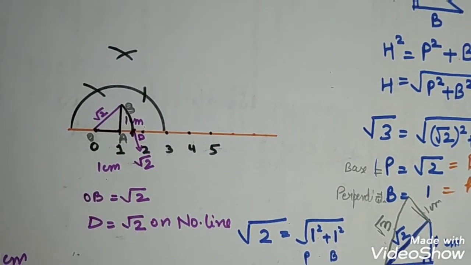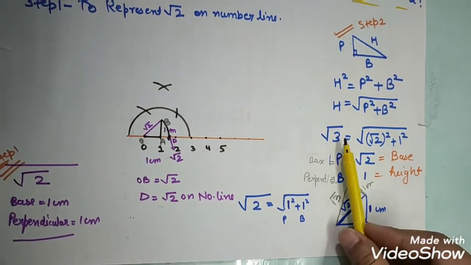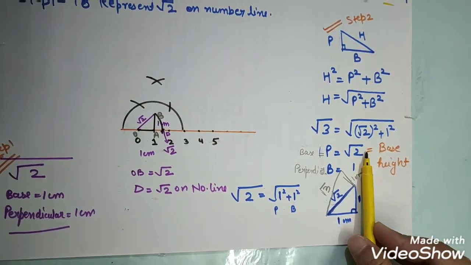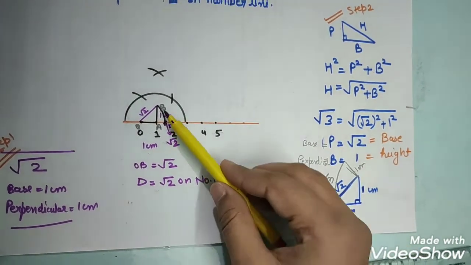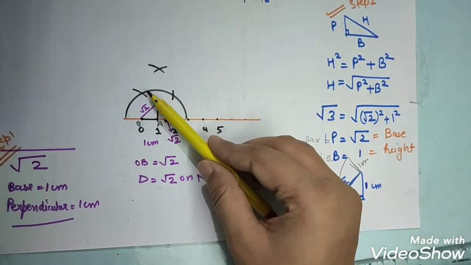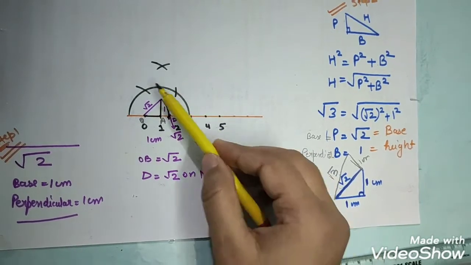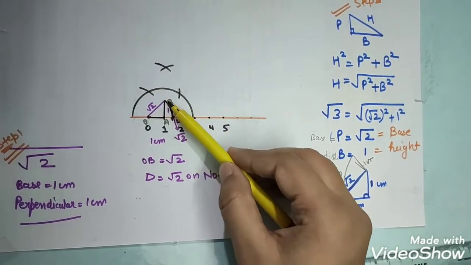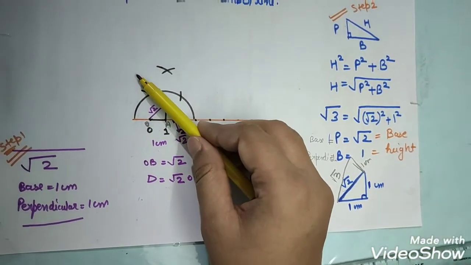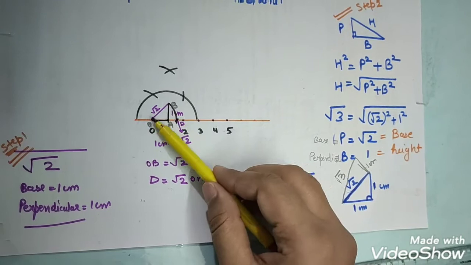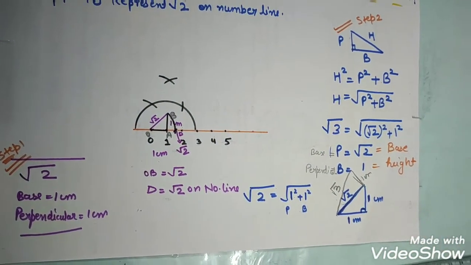For the next step, for step 2, look, for root 3, now our base is square root 2. This is our base, and height will be of 1 centimeter. Height from here of 1 centimeter. For that height, we have to make first again this perpendicular arc, which should be what? 90. Perpendicular should always be with a 90 degree angle. So now again make an arc from here and do the further process.